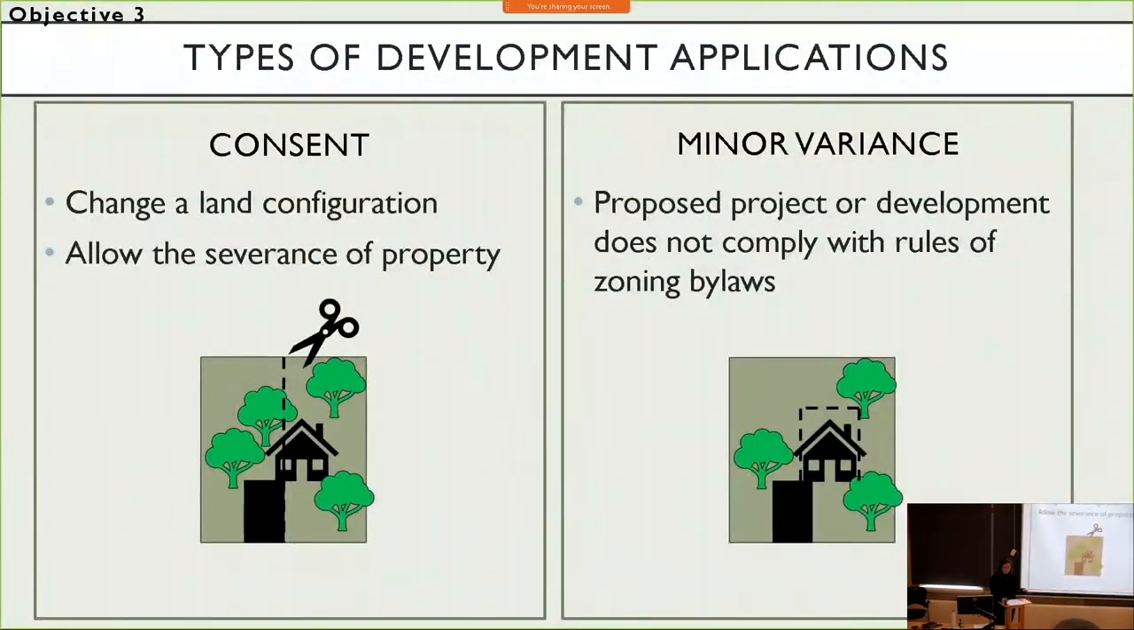So, just for some terminology, the types of development applications that I've referenced and that are being requested in Long Branch are called consents, which involve a change of the land configuration, specifically allowing for the severance of a property. And they're often coupled with minor variances, which are requested when a proposed project or development doesn't comply with the rules of the zoning bylaws. So this is usually related to height restrictions, setbacks from the road, floor space index, things like that.